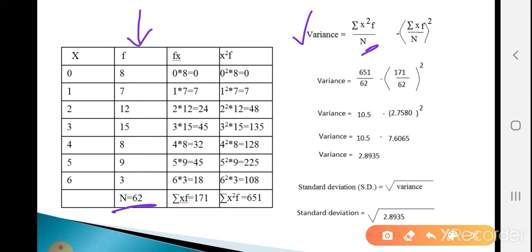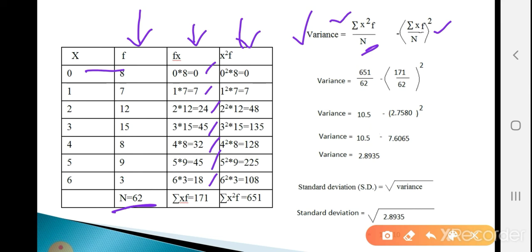Now we need summation x square into f and summation x into f for calculating the value of variance. So first make the column x into f and then x square into f. What is meant by f into x? Just multiply the f value to the corresponding value of x. So 0 into 8, that is 0. Then 1 into 7, that is 7. Then 2 into 12, that is 24. 3 into 15, that is 45. 4 into 8, that is 32. 5 into 9, that is 45. And last 6 into 3, that is 18.